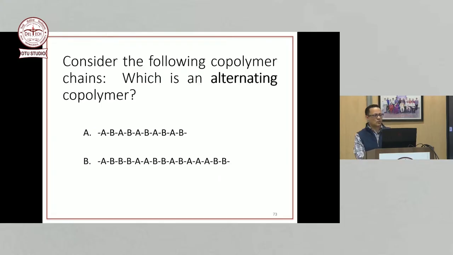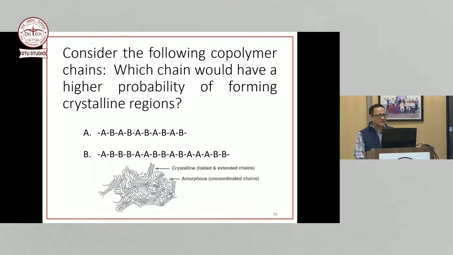this one. Which one is an alternating copolymer out of these two? So the first one is called alternating, the second is random. It's just random, right? Okay. Consider the following polymer chain. Which chain would you have a high probability of forming crystalline regions with? Why? There is more structure to it, right, than the second one. So that's why.